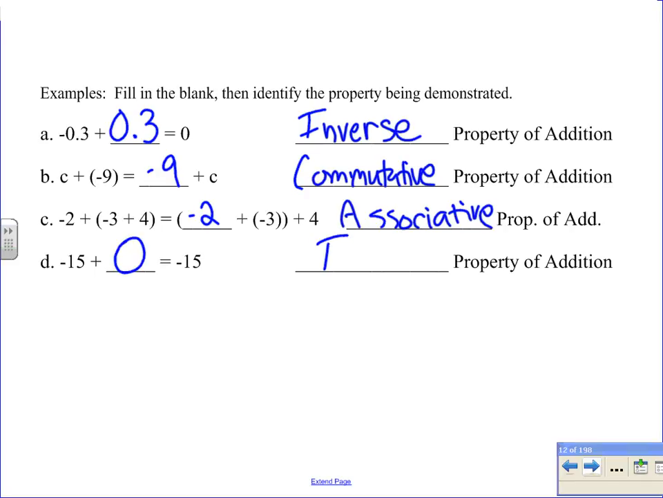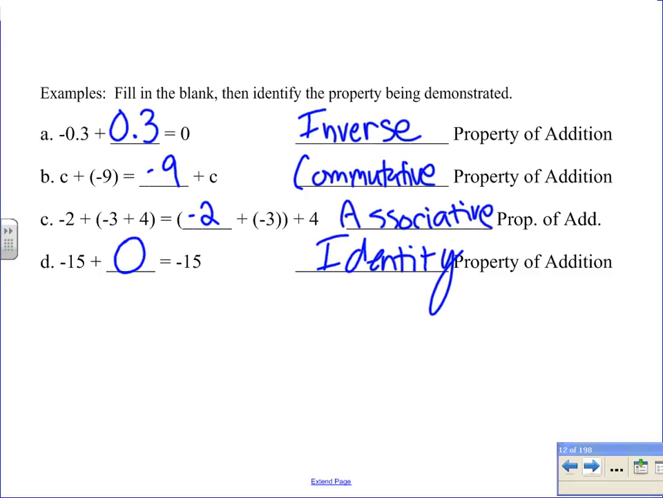Good job. 0. Anytime you add 0 to something, you get itself. -15 plus 0 is -15. You add 0 to something, you get itself. Doug? That works. You could also think it means ID. It means you. So you're not changing that number. It's your identity. It's the number's identity. It's not changing if you add 0 to it.